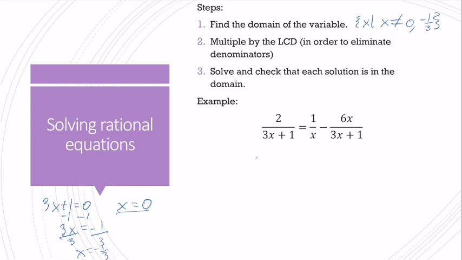Now I need to go ahead and solve this problem by multiplying both sides by the lowest common denominator. I need to make sure all factors are taken into account. So I have a 3x plus 1 and an x. And then I already have a 3x plus 1 taken care of. So now I'm multiplying both sides by 3x plus 1 times x. So let's go ahead and do that.